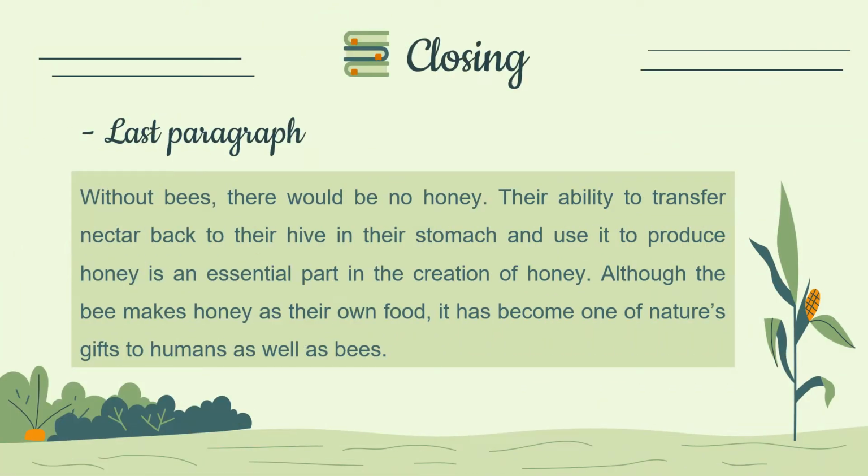The last section is closing. In this section, we are told that bees' ability to transfer nectar back to their hive in their stomach and use it to produce honey is an essential part in the creation of honey. Closing, as the name implies, is found in the last paragraph and concludes the final explanation of how crucial bees are in the production of honey.